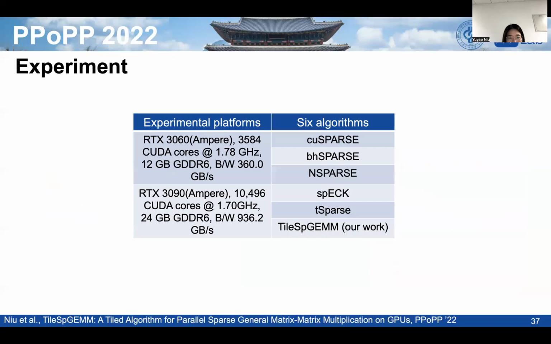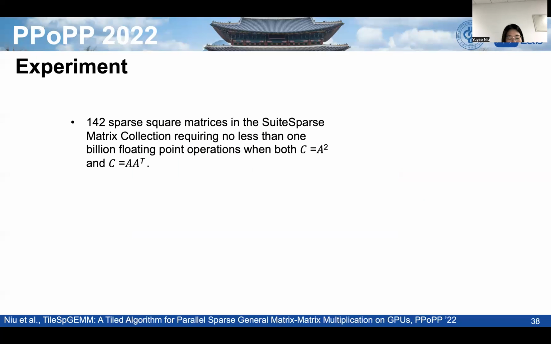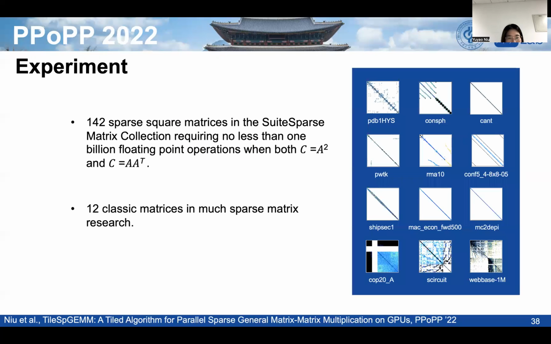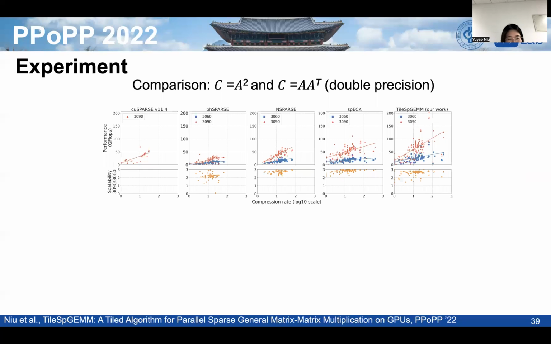And we test our TileSpGEMM and 5 other latest SpGEMM methods on NVIDIA RTX 3060 and 3090 GPUs. And the benchmark is 142 sparse matrices, requiring no less than 1 billion floating point operations when performing AA and AA transpose. And besides, we select 12 classic matrices.